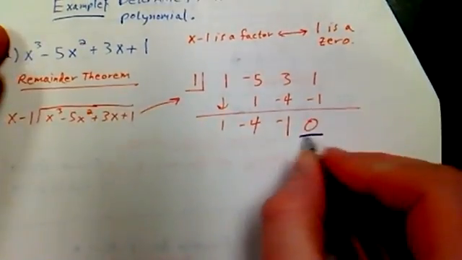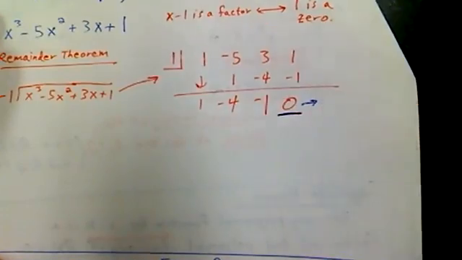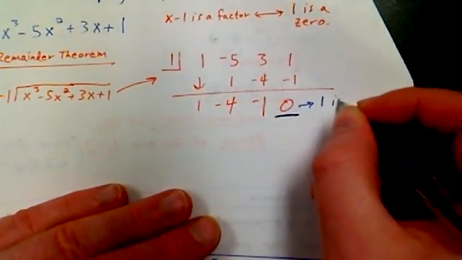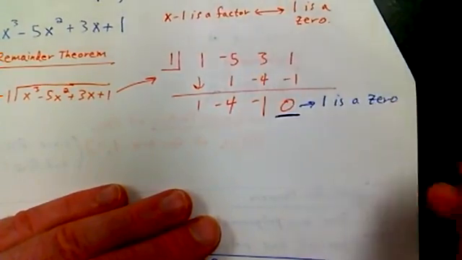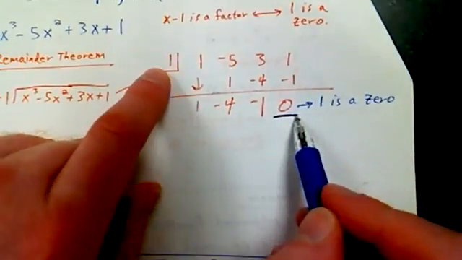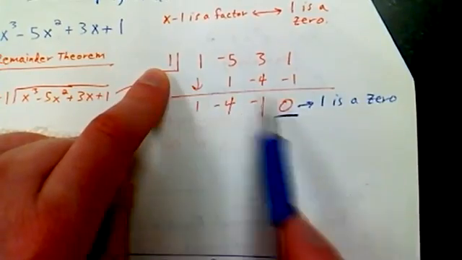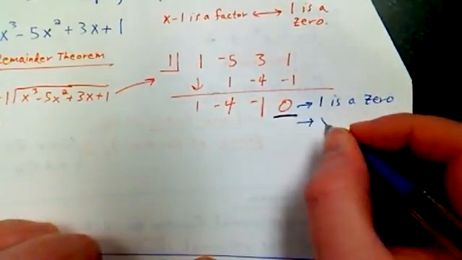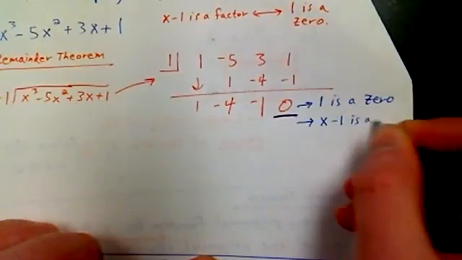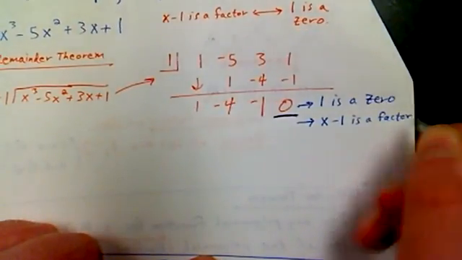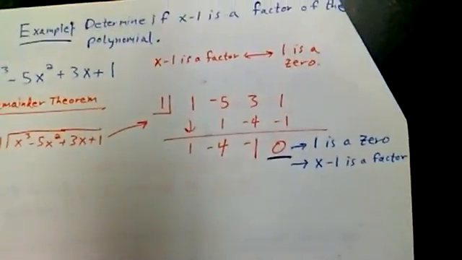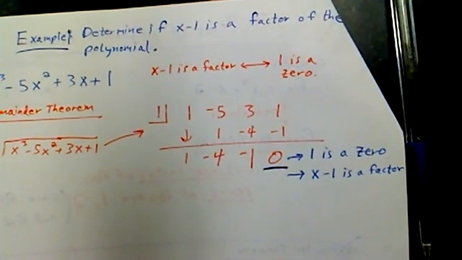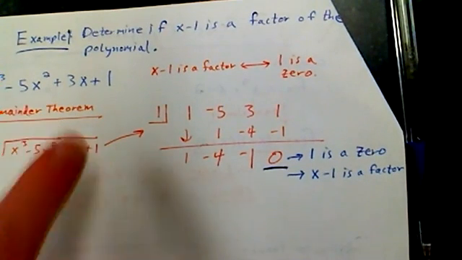This 0 right here tells me that, well, it tells me a few different things. It tells me that 1 is a 0. Okay, if the remainder is 0, then the 0 we used here, it is a 0. It tells me that 1 is a 0, hence x minus 1 is a factor. So we just figured that out, right? That x minus 1 is a factor. So why did I bother doing this instead of just plugging it in?